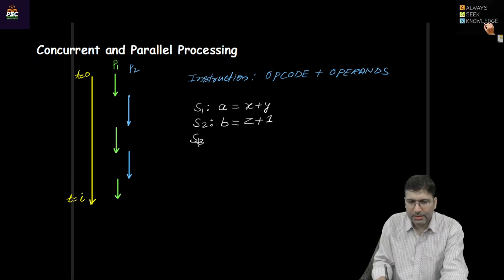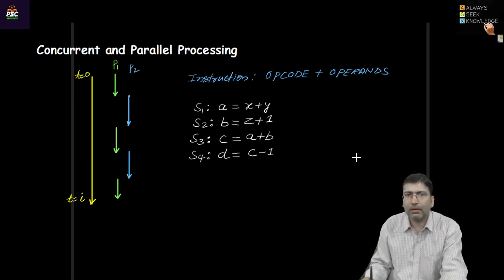There's another statement, S3, which is calculating the value of C, and C is calculated based on A plus B, so we consider A and B and then calculate. And let's say there is a statement S4, in which we calculate D, and D is, let's say, C minus 1. So these four statements are there.